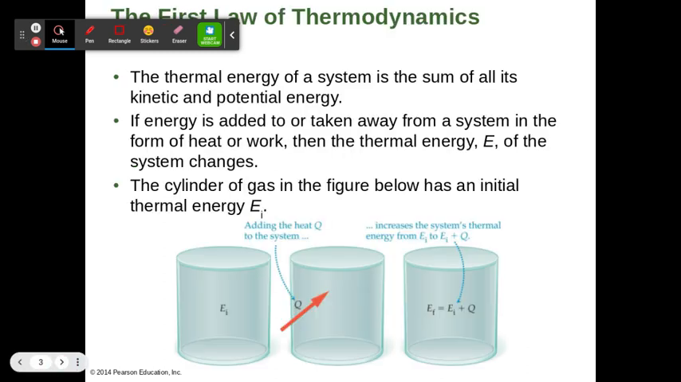Okay, so the first law of thermodynamics, you know the law. It's that energy cannot be created or destroyed. It can only change forms, and that's what we've been dealing with this whole course, is how energy changes forms.